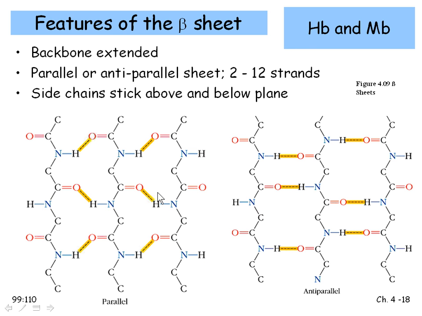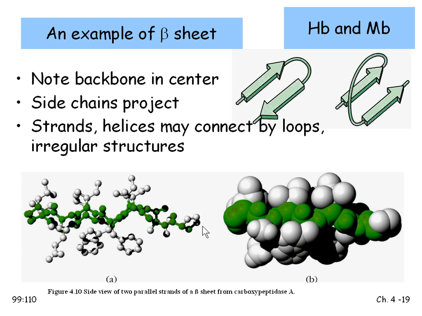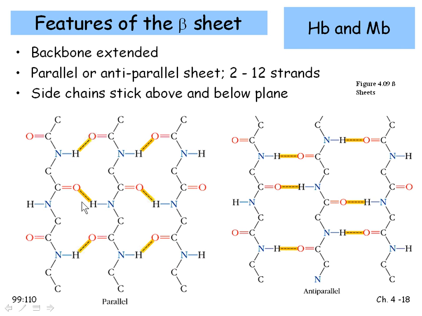I think the next picture has a space filling. Yes, here we go. So here is the ball and stick diagram of it. You can get a sense of the backbone being more extended. You can see the side chains sticking up and down below the plane of that sheet. And here you can see that the beta pleated sheet, like the alpha helix, has a solid core to it where the polypeptide backbone is held together by hydrogen bonds. So here the hydrogen bonds are going between the strands in the plane of the sheet, rather than going up and down the helix as they do in the alpha helix.